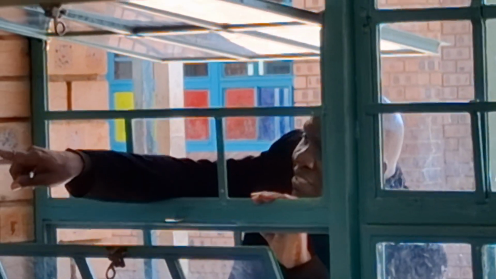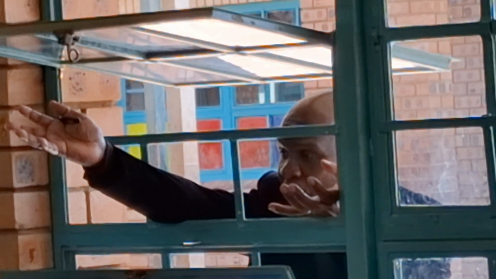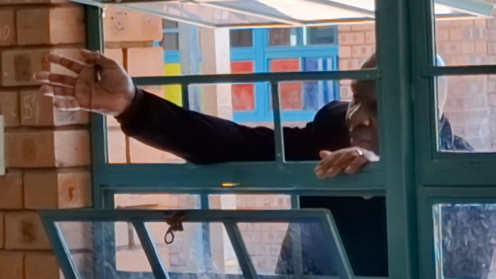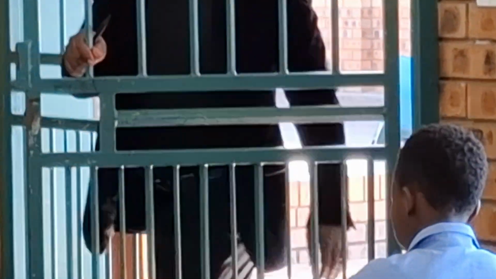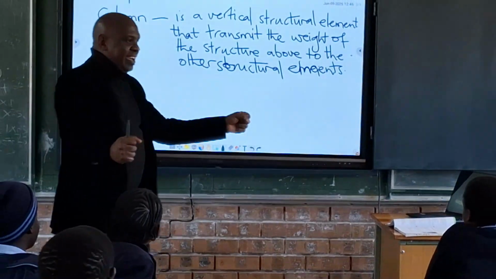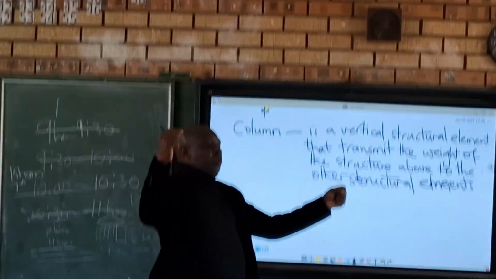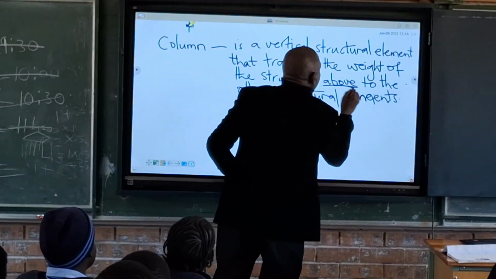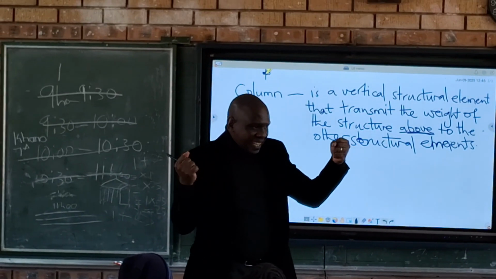It is to support or to transmit the weight. It holds the weight or the load which can be put above. Again, in your home, when your father or your mother was building a house, he bought those columns and put them here and here. Why? She wanted to make sure that everything coming from above, the weight above, must be supported.